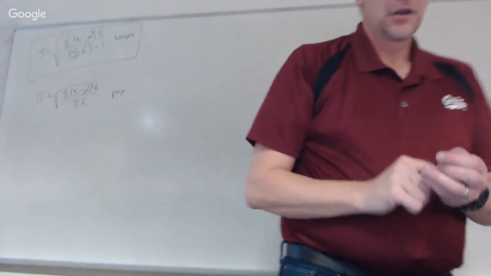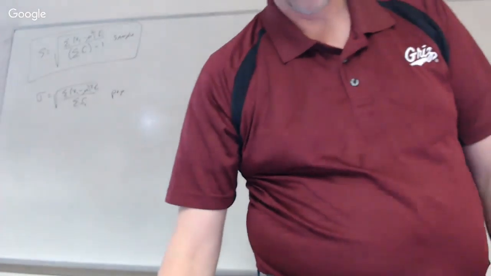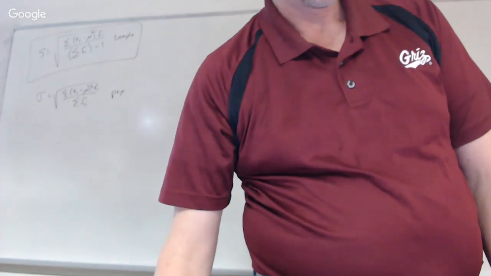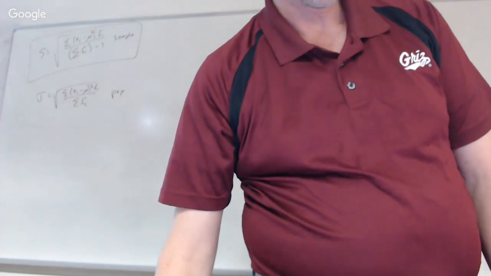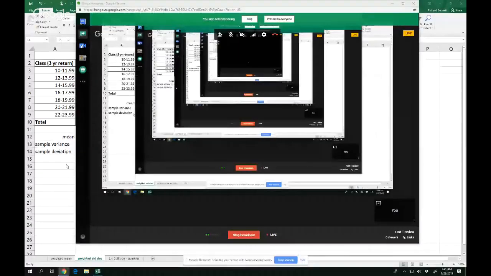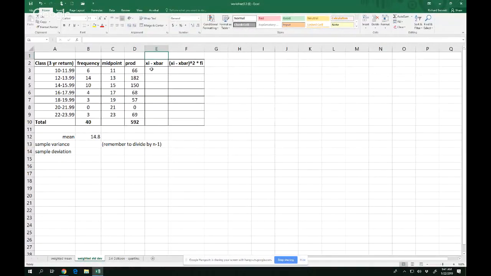All right. I'm back. Share my screen. Now, if we do xi minus x bar, what are we supposed to do, Braden? So the xi is data, so it would be... hold up. Would it be the midpoint? The midpoint?